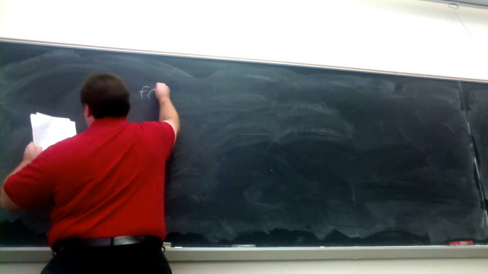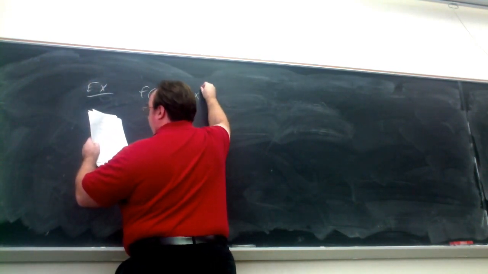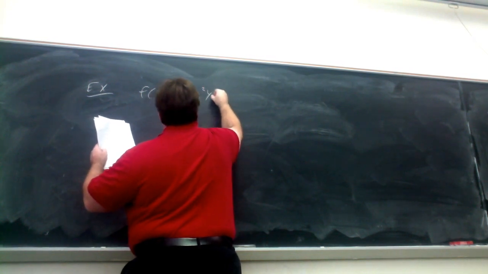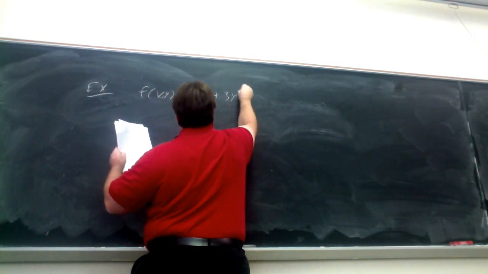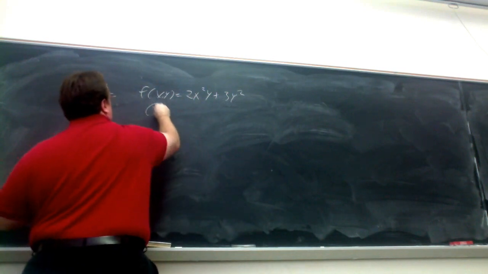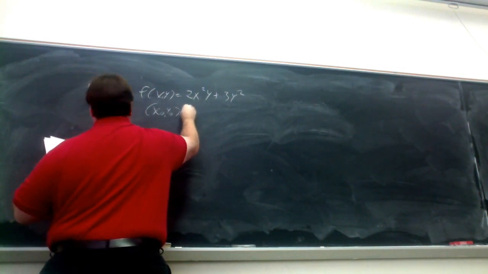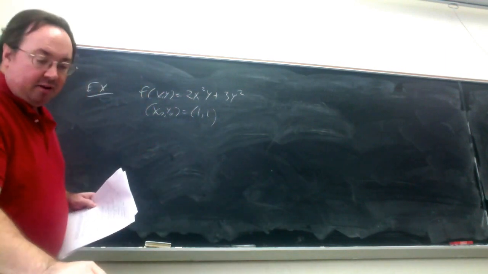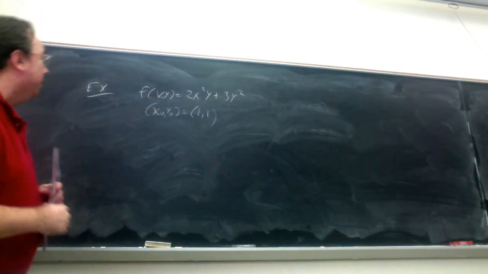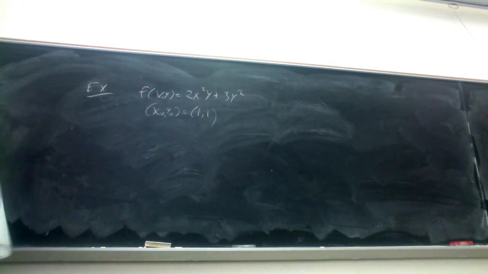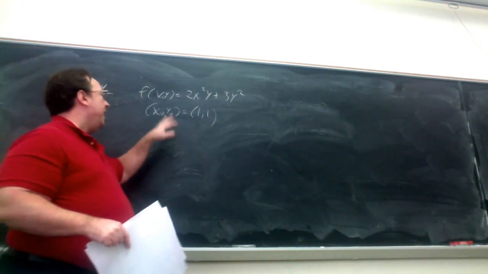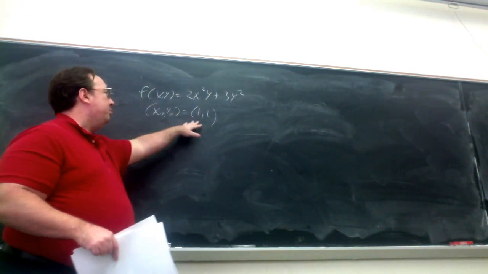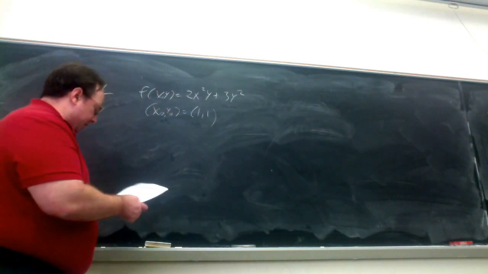So we'll do a function of two variables, 2x squared y plus 3y squared. Okay, and my point of tangency is 1, 1. And we'll see how, after we construct a linear approximation, we'll try using that to estimate the value of f at a point near 1, 1.